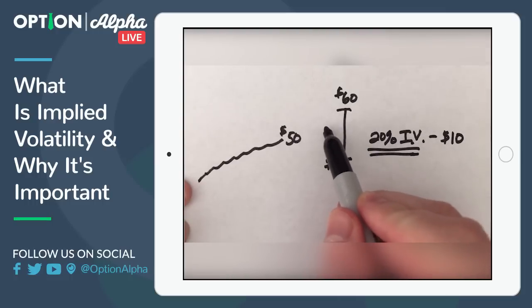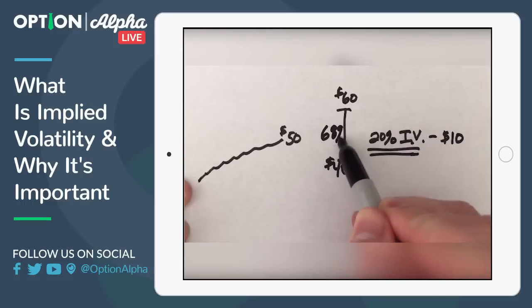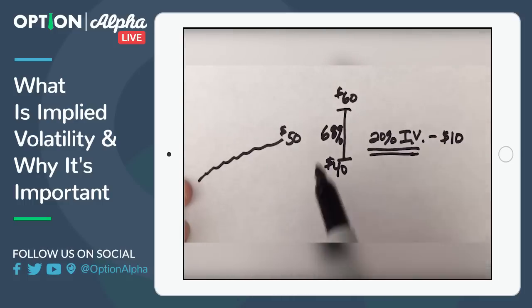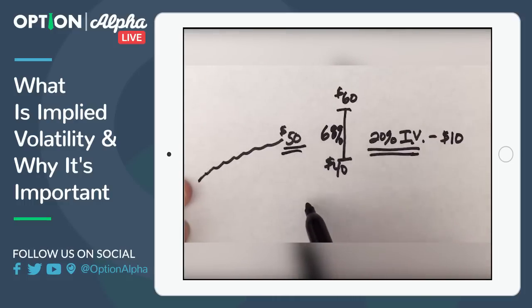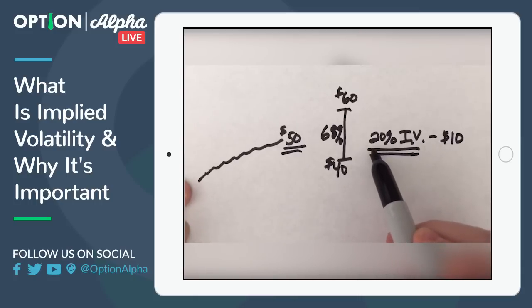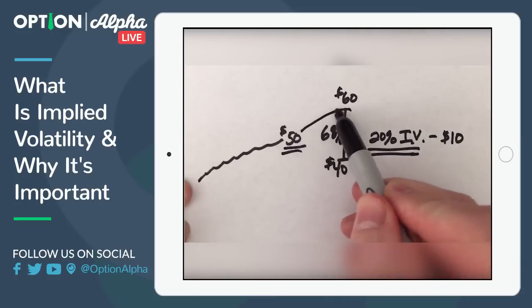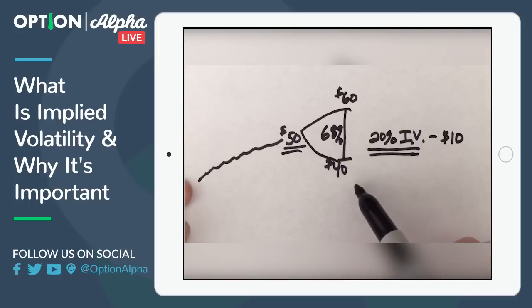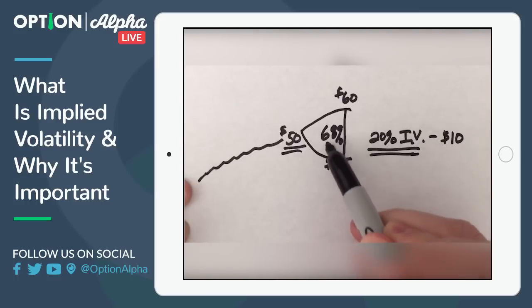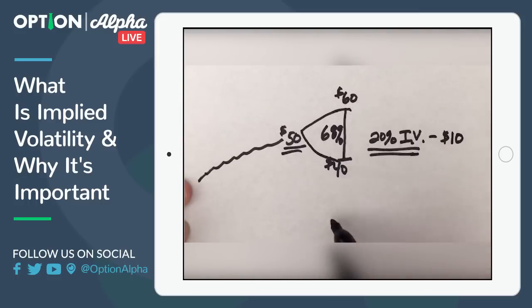Now this range basically encompasses a 68% probability range. Okay, so now we know if a stock is trading at $50 and implied volatility is 20%, then this range should be, into the future to expiration, between $60 and $40, 68% of the time it's going to trade there.